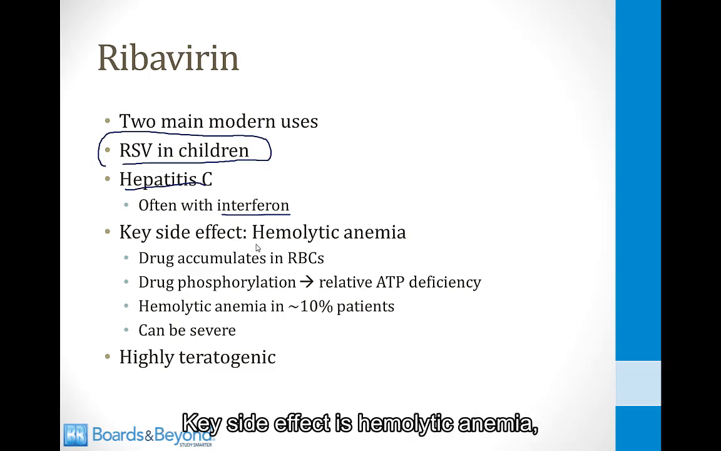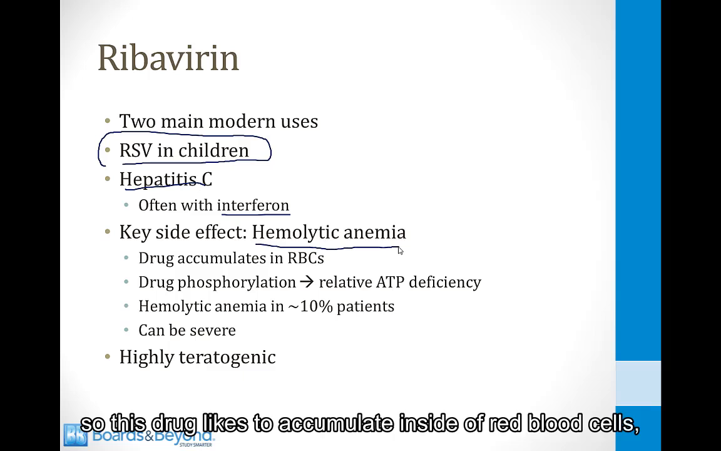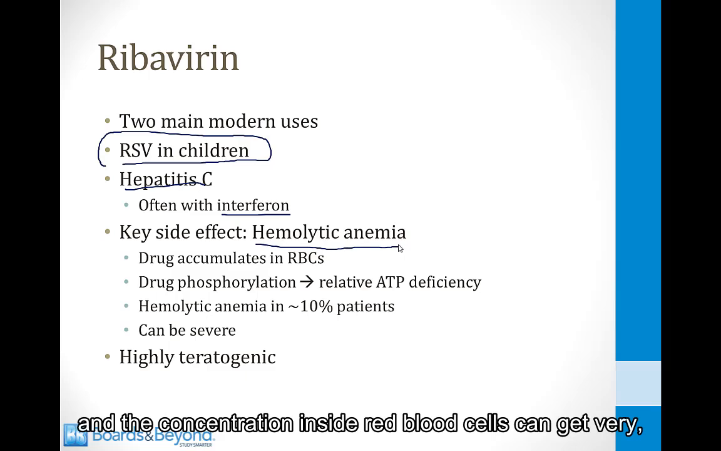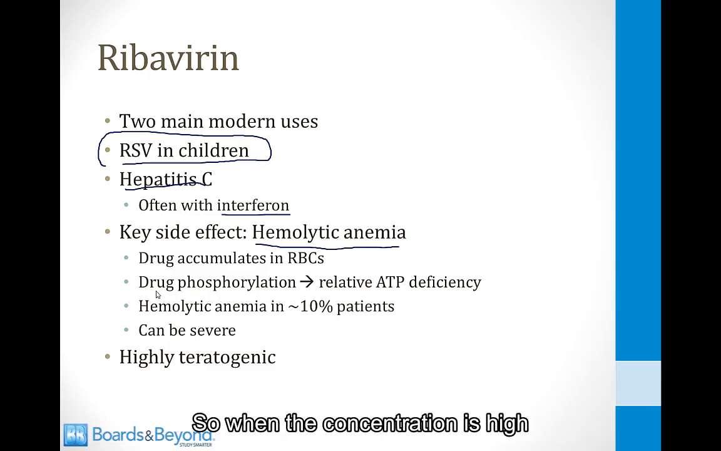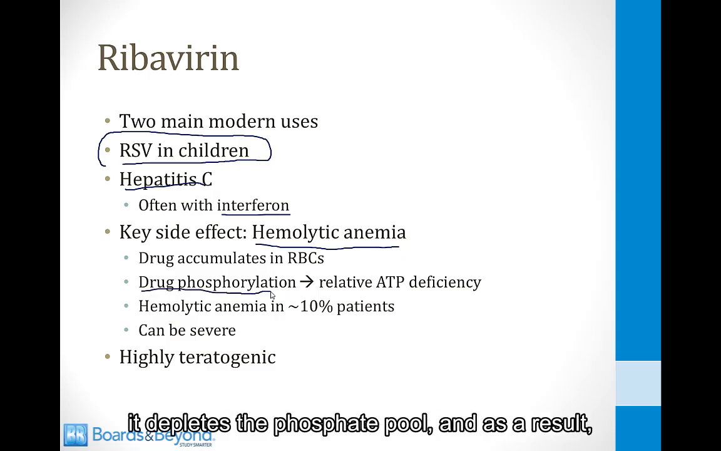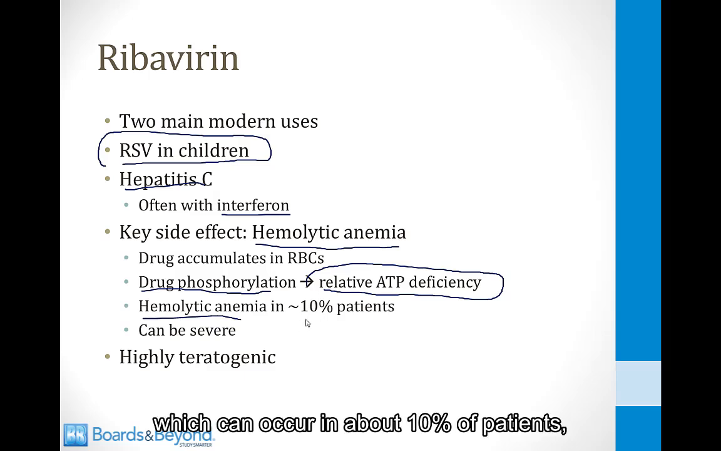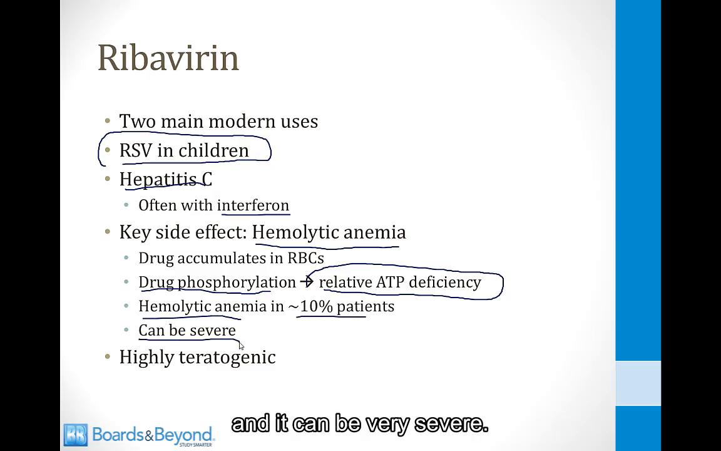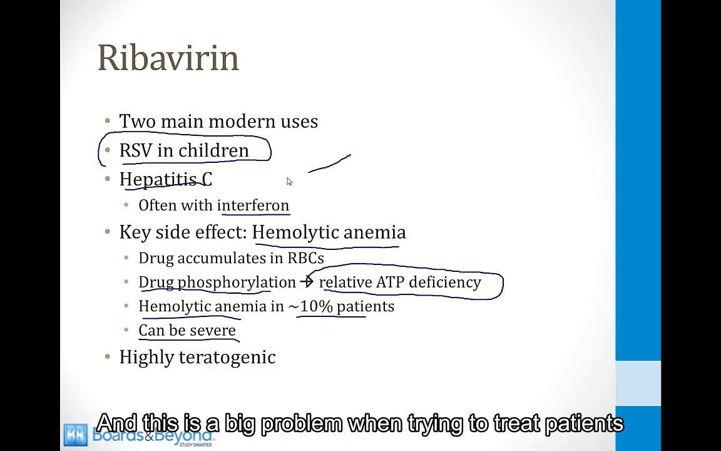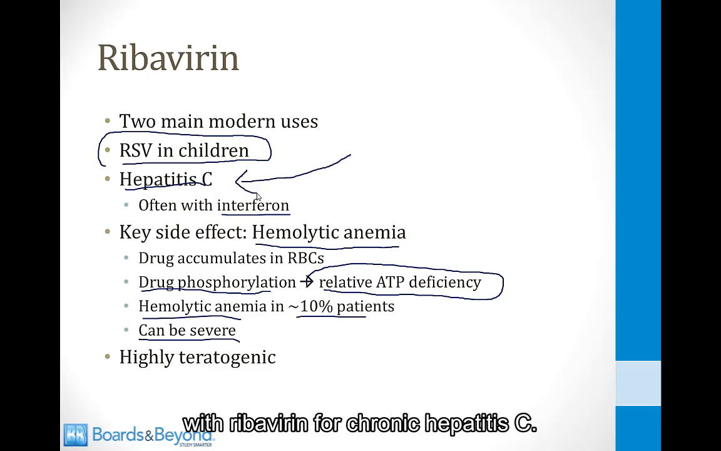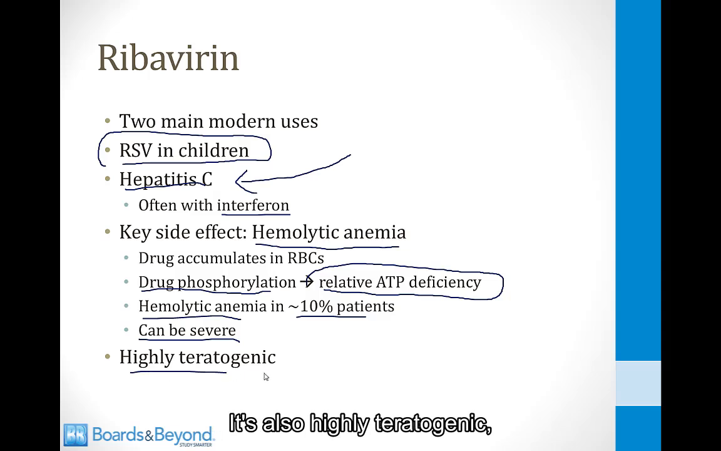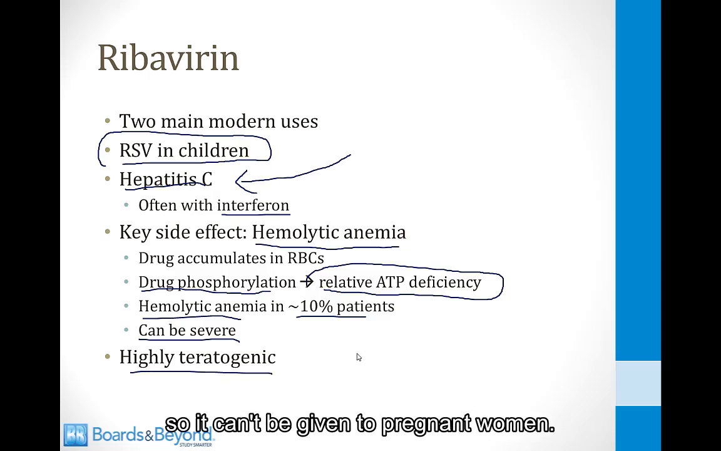Key side effect is hemolytic anemia, so this drug likes to accumulate inside of red blood cells, and the concentration inside red blood cells can get very, very high. So when the concentration is high and the drug gets phosphorylated, it depletes the phosphate pool, and as a result, the red blood cells have a relative ATP deficiency. This results in hemolytic anemia, which can occur in about 10% of patients, and it can be very severe, and this is a big problem when trying to treat patients with ribavirin for chronic hepatitis C. It's also highly teratogenic, so it can't be given to pregnant women.